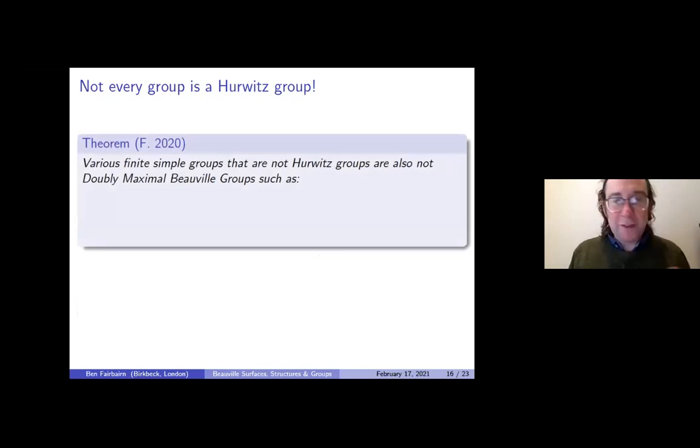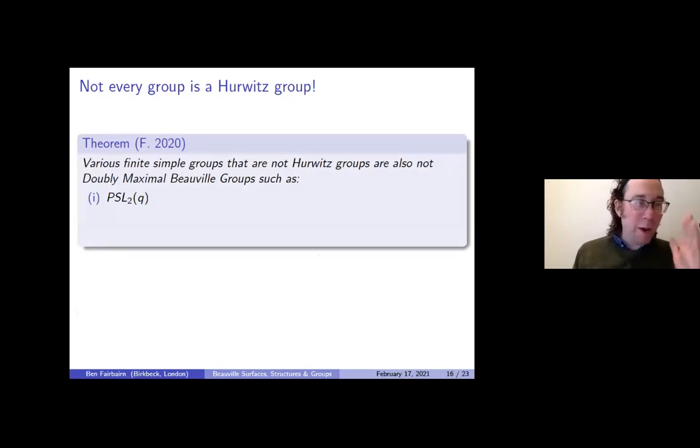So what examples do we have? And the sorry answer is not many. So of the various finite simple groups that are known to not be Hurwitz, the following are also known to not be doubly maximal. So PSL2Q.